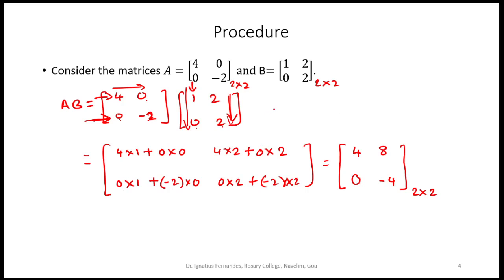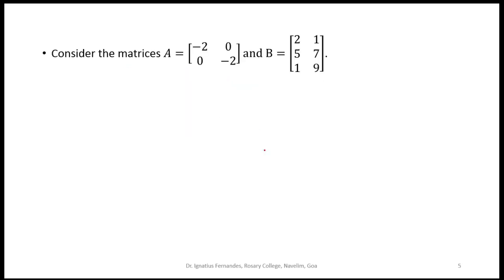Okay, so you'll note that the first row of the first matrix will always give you the first row of the product matrix. So first you multiply this row to this column, then this row to this column. First you finish with the first row, then you go to the second row. The second row of the first matrix will give you the second row here. Okay, so this is the procedure to multiply two matrices.